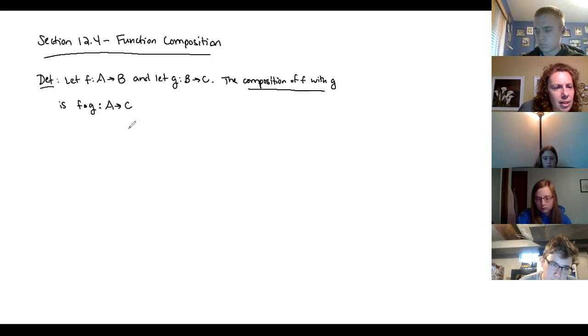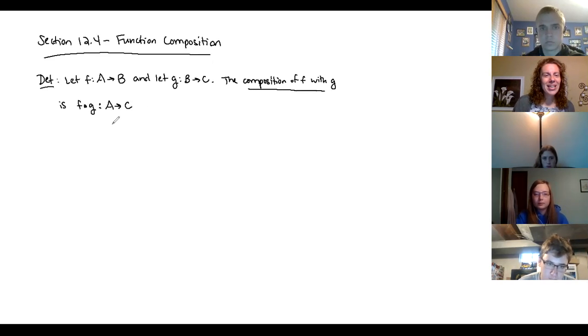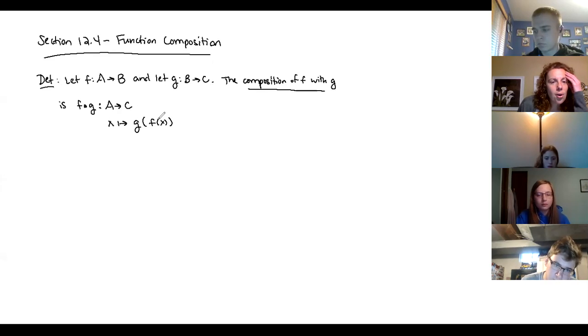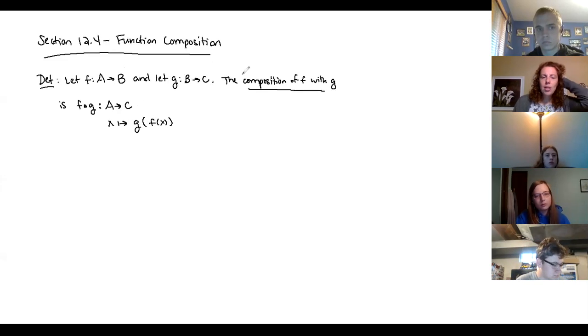That's a circle. I know you can't really see the middle of the circle, but it's an open circle. And it is going to send an element x to g of f of x. Is that right? Nope, that's backwards. f of g of x, g of f of x. I'm thinking about this. So f goes from A to B. This is going to be an element of B. That's good because g takes as input elements of B. So this is correct. x goes to g of f of x.